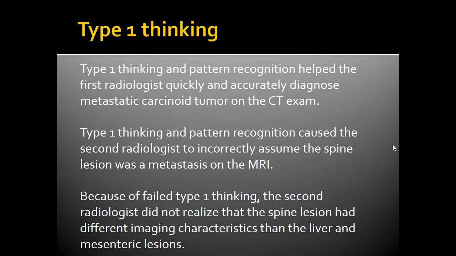Type 1 thinking and pattern recognition helped the first radiologist quickly and accurately diagnose metastatic carcinoid tumor on the CT exam. Type 1 thinking and pattern recognition caused the second radiologist to incorrectly assume the spine lesion was a metastasis on the MRI. Because of failed type 1 thinking, the second radiologist did not realize that the spine lesion had different imaging characteristics than the liver and mesenteric lesions.